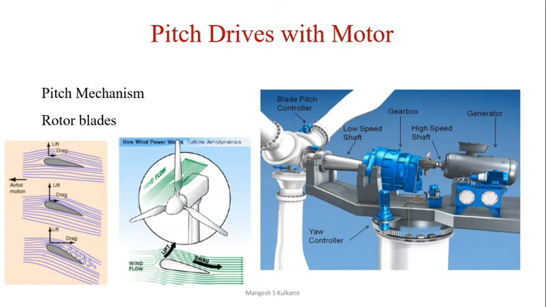Pitch drives with the motor consist of two parts. One is the pitch mechanism and the second is the rotor blades. Let's see the pitch mechanism first. The rotor blades are connected to the hub via pitch ball bearings and can swivel fully perpendicular to the sense of the rotation.